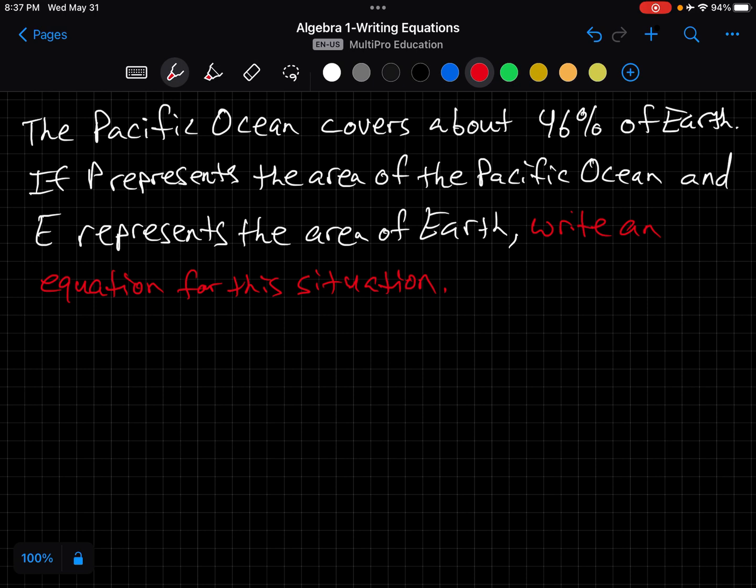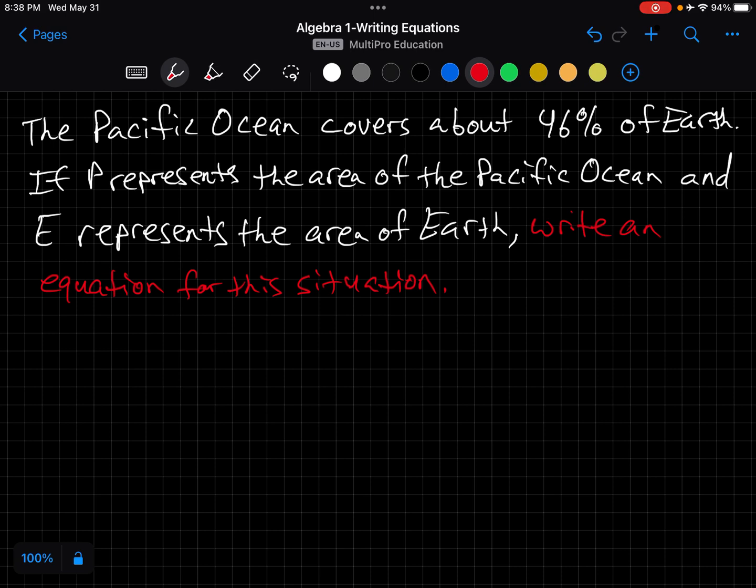Okay, so I gave a lot of information there written in white, and then what we need to do, I wrote in red. So we have the Pacific Ocean. It takes up 40% of the Earth, 46% of the Earth. And that's going to be called P. And then we have E, which is the entire Earth, 100% of the Earth.